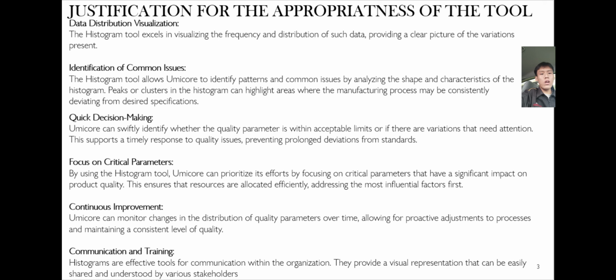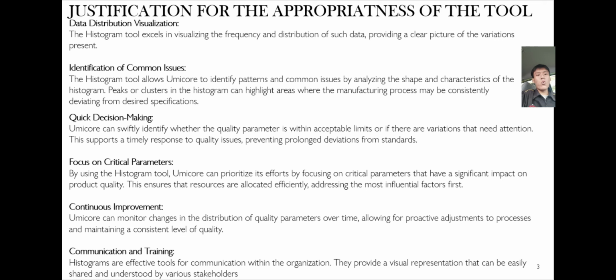The histogram tool allows Umicore to identify patterns and common issues by analyzing the shape and characteristics of the histogram. Peaks or clusters in a histogram can highlight areas where the manufacturing process may be consistently deviating from the specification.